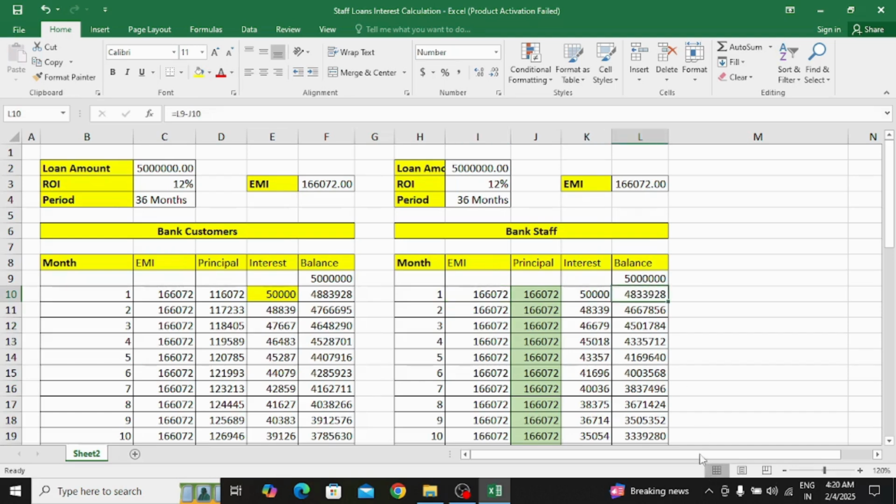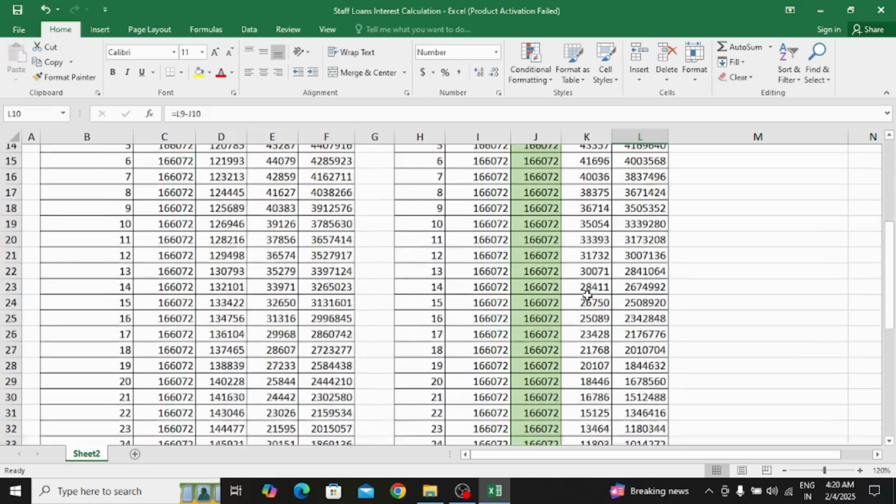If you see here, it is 48,33,000. If you see here, 48,83,000. So 50,000 more is reduced for the bank staff. So whatever the EMI they are paying, everything they will adjust to the outstanding amount. So that interest they will calculate and they will keep it.